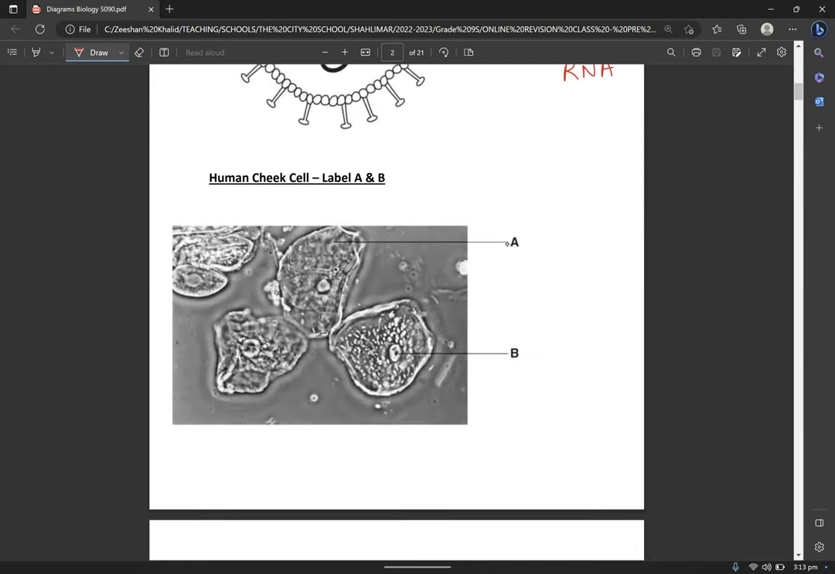Then we have a photomicrograph. Remember, a picture that is taken from the microscope is always known as a photomicrograph. And this happens to be the cytoplasm. This is a human cheek cell that they have given. You can see this cytoplasm, and what is this other thing you can see? The nucleus.